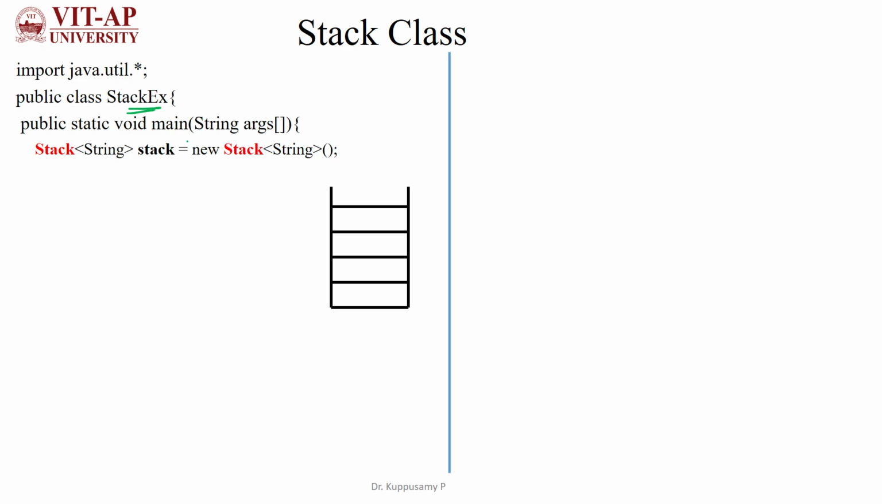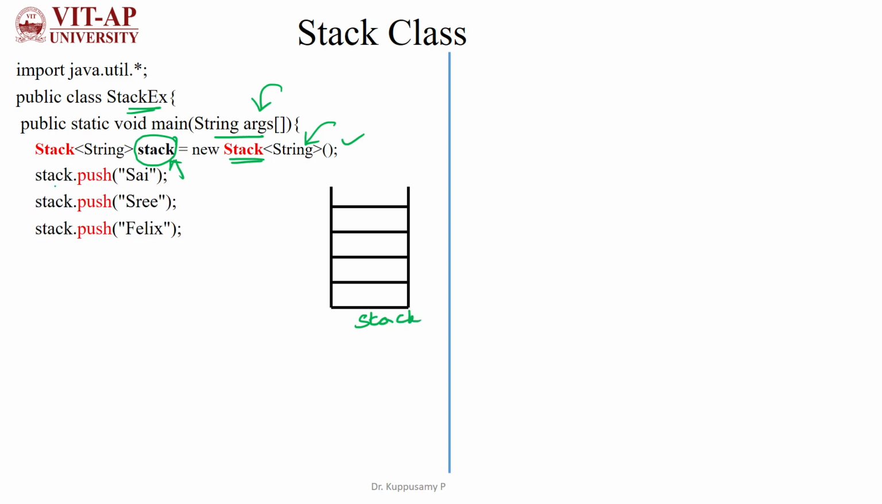And here we are going to see an example. StackEx is the class name, and the main method receives the command line arguments as a String array. Now I am initializing the stack object by using the class Stack, which implements the List interface. The data type of the stack here is String. Once I create this, the stack is created with some memory locations. Now I am pushing the data one by one. First I push Sai, second I push Sri, and third I push Felix. The index of the stack starts from 0, 1, 2, etc.